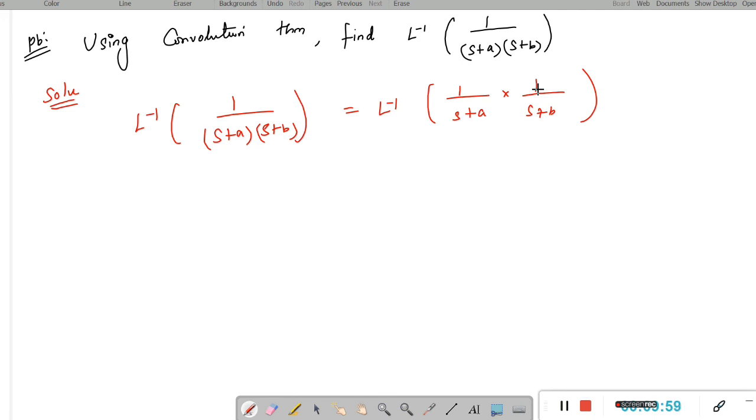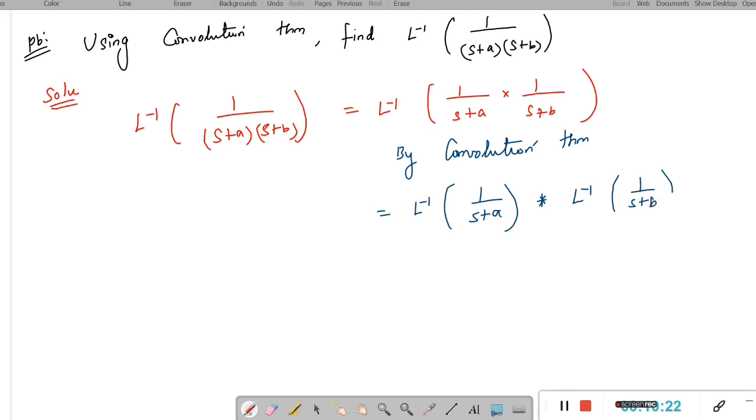Now I am going to use convolution theorem. By convolution theorem, if you want to take L inverse of product of two functions, simply the term is going to be L inverse of 1 by s plus a convolution L inverse of 1 by s plus b. Now you can apply L inverse formula. If you apply, you may get e power minus a t convolution e power minus b t.